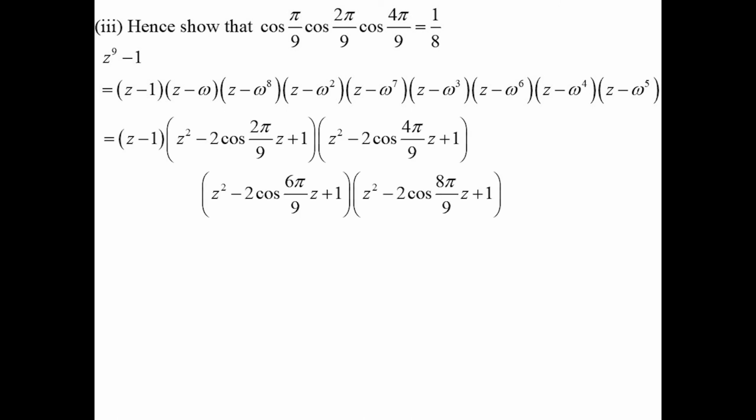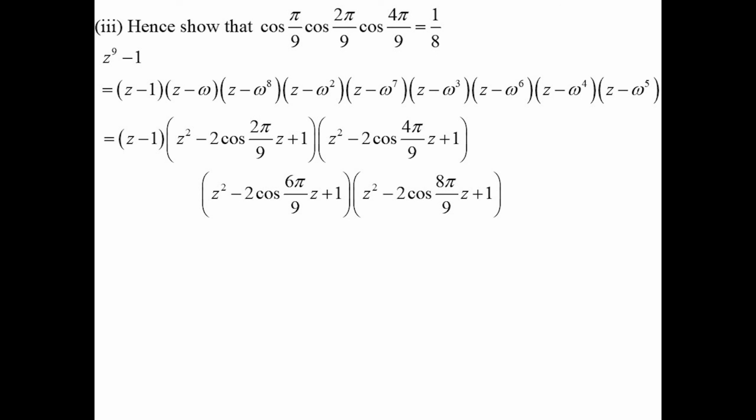So that means when I expand out by z minus w to the 8, I'm saying it's z minus w times z minus the conjugate of w. That will become minus twice the real part, which is cos 2 pi on 9, z plus the product of the roots, and the product of the roots would end up being 1, because the real part squared plus the imaginary part squared is 1, because we're dealing with roots of unity. They all lie on the unit circle, so x squared plus y squared will always be 1. The next one will be minus 2 cos 4 pi on 9, then 6 pi on 9, then 8 pi on 9.